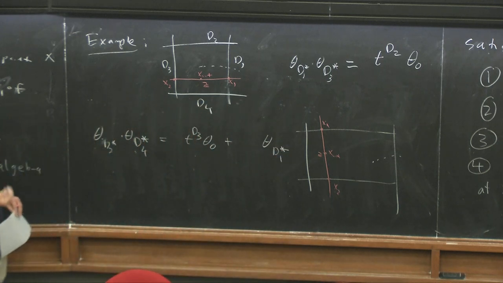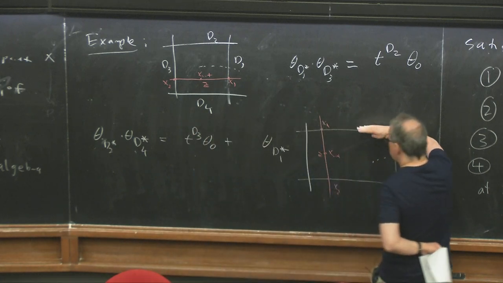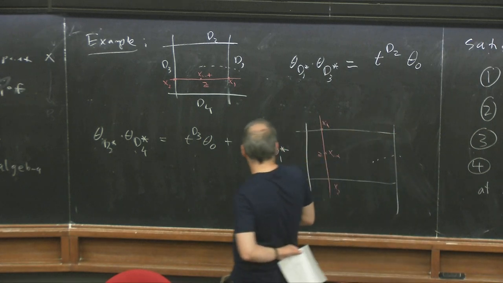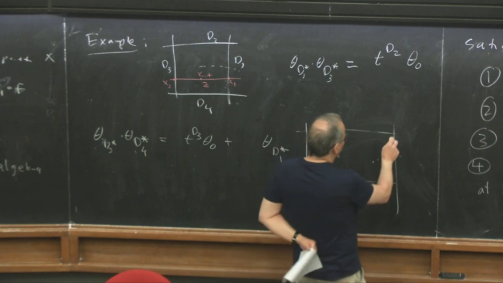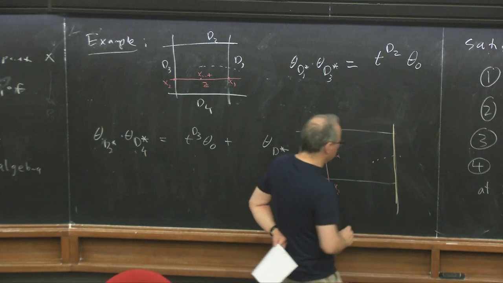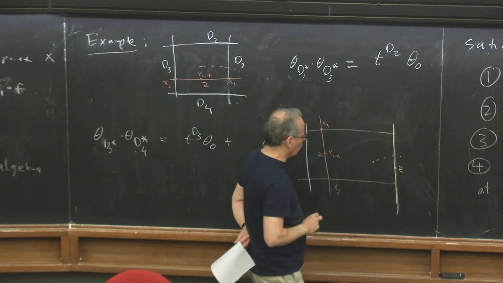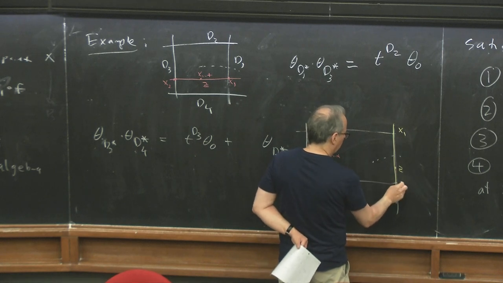Which is a contribution to a coefficient of theta d1 star. Now, what does that mean? It means we're looking for a curve that meets d2 transversely and d4 transversely, and also meets d1 to order minus 1. It turns out that means the curve has to be entirely contained inside d1. So we have this output point, which we fixed inside d1, and then x1 would map here, and x2 would map here.